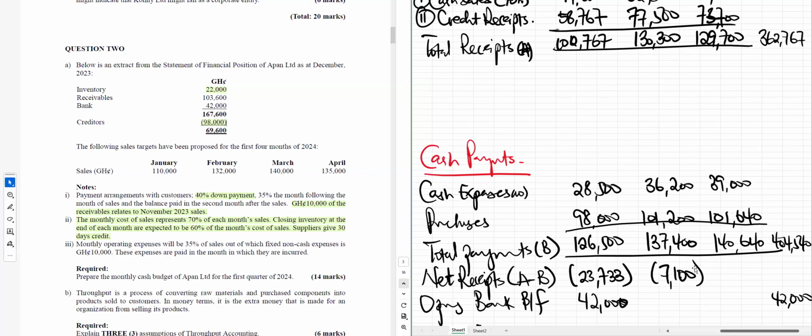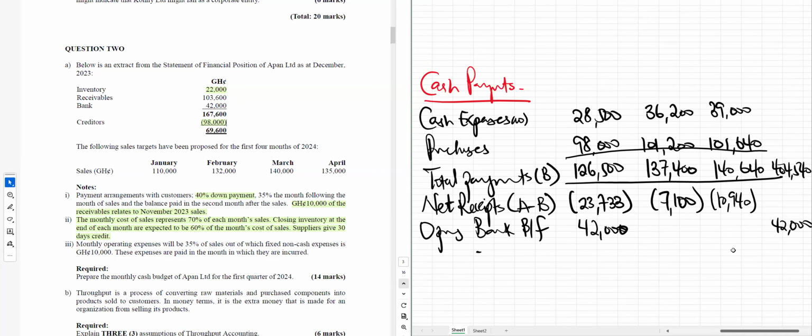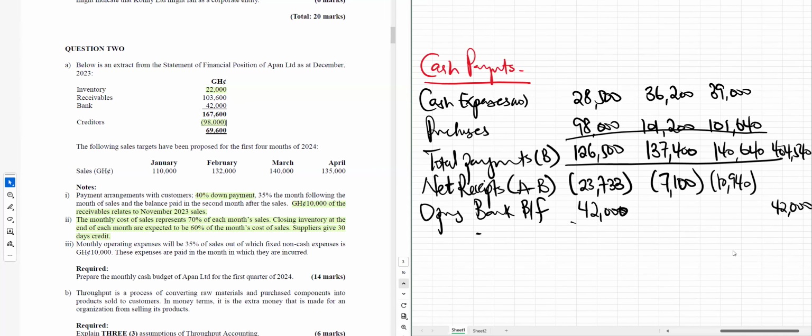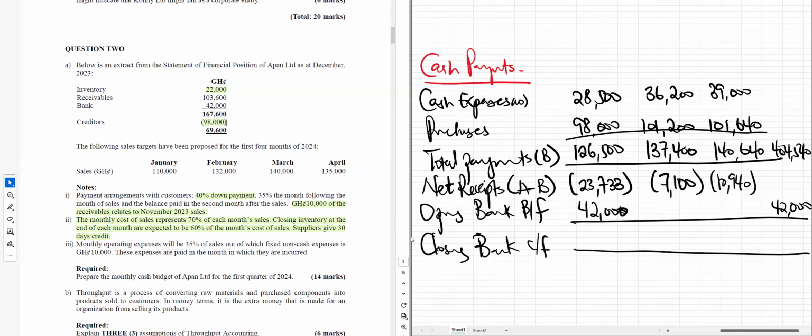And 129,700 minus 146,40. Negative 10,940. In that case, when we add, we should get our closing bank balance, right? Then our bank account carries forward to the next month.